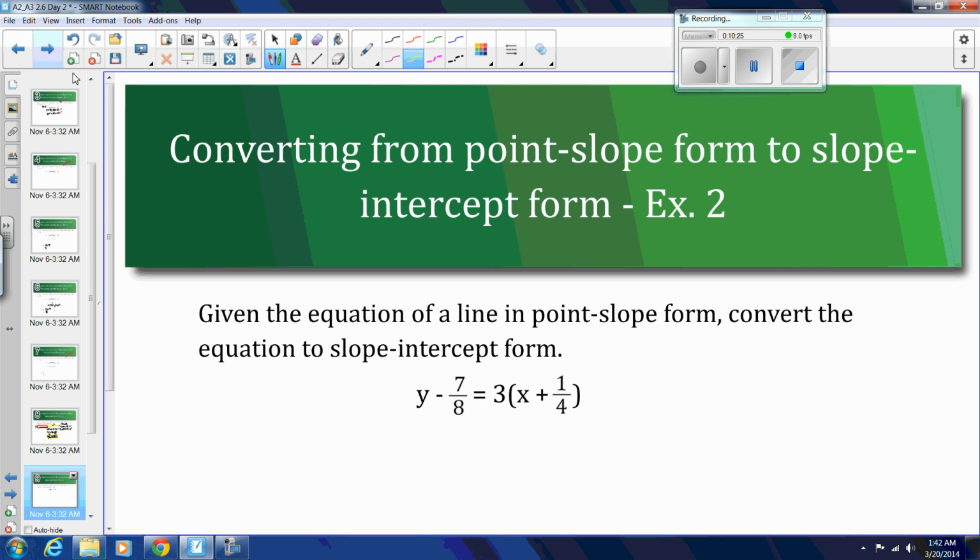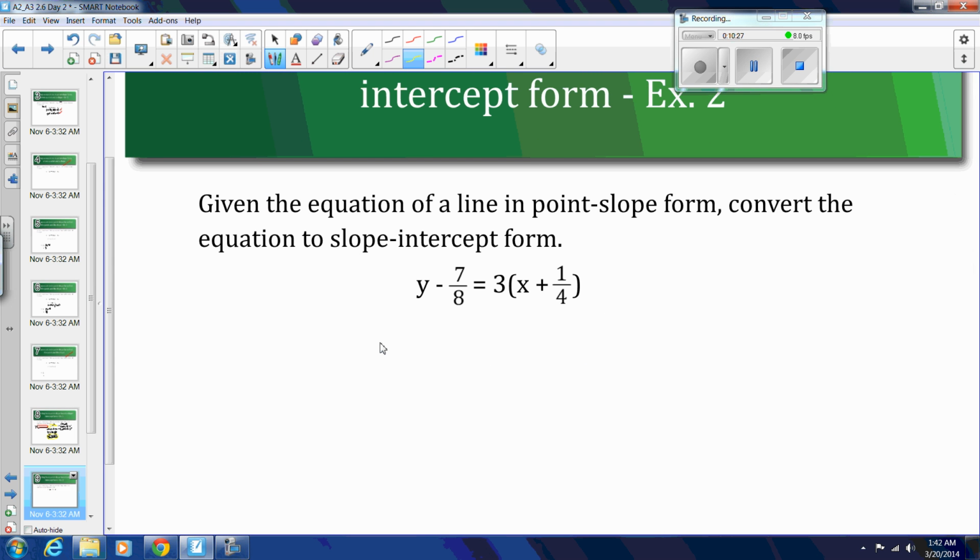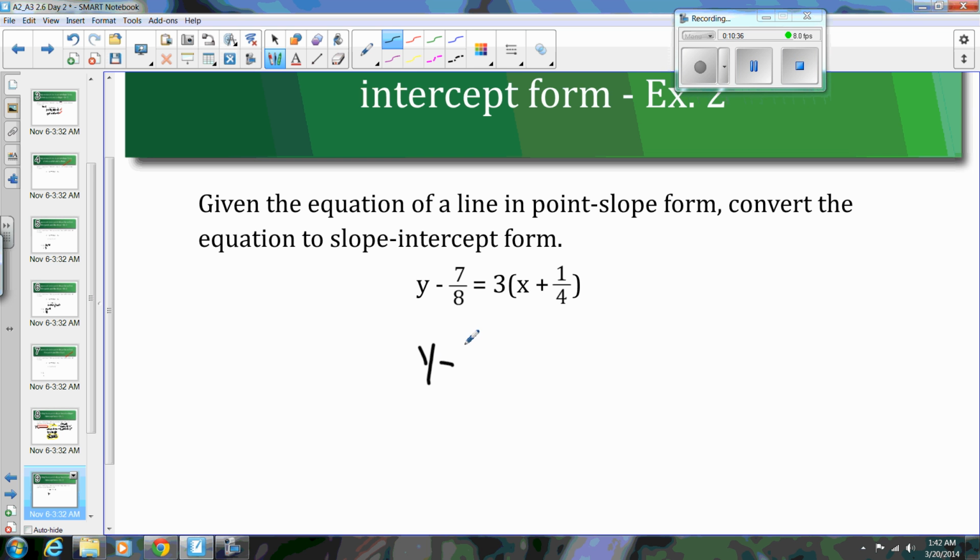Okay, I'll do one more. This one is a little bit trickier because of the fractions. Note that you will see these with fractions. I'm not going to just sort of never make you do problems with fractions. That would be extremely cruel and unusual.